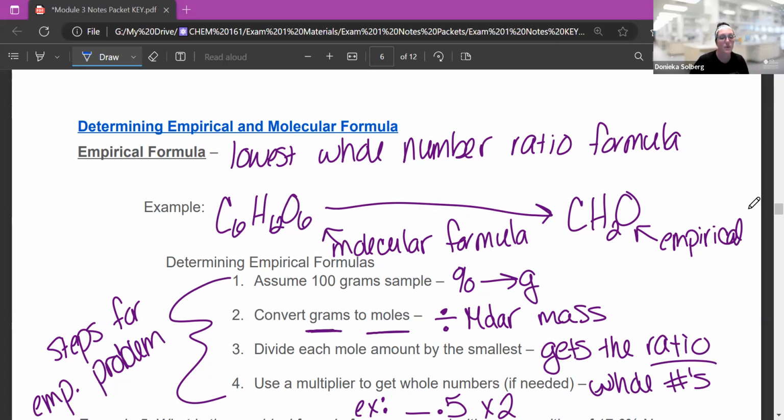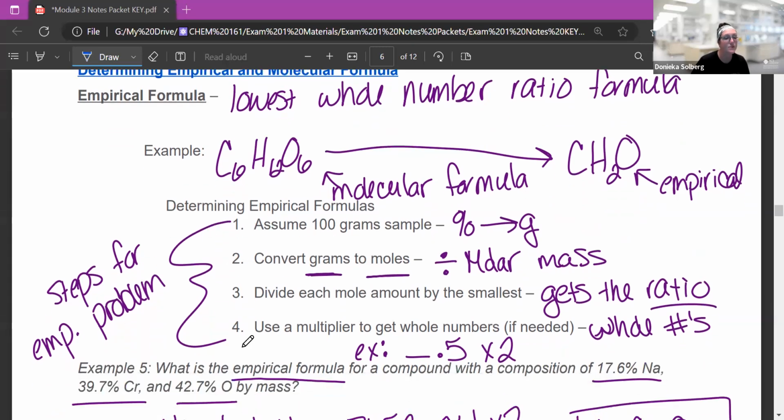All right, so molecular formula and empirical formula. The reason I am telling you this is because in order to find the molecular formula from lab data, you first have to find the empirical formula. So how do we find empirical formulas? These are the 4 steps to solving an empirical formula problem. So if I give you some percentages or some masses and I'm like, find the empirical formula of this compound, this is what you're going to do.